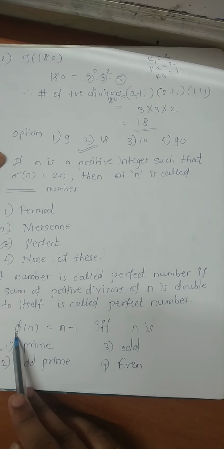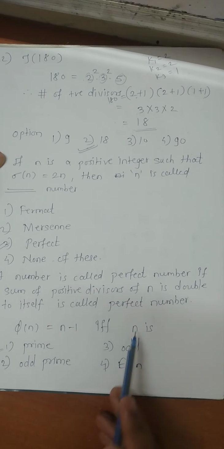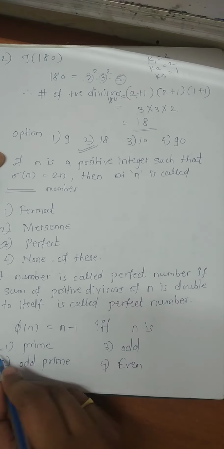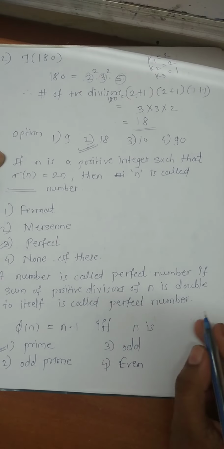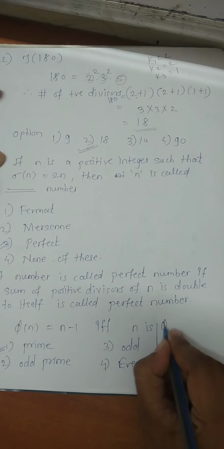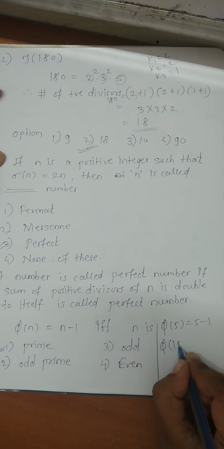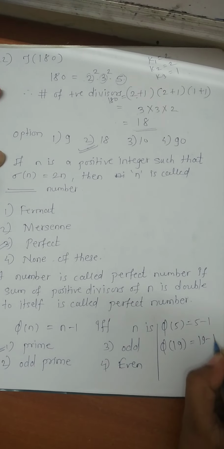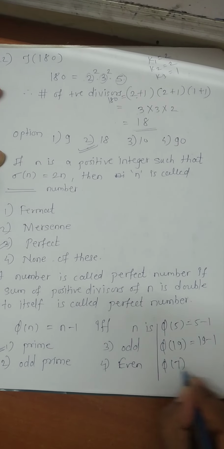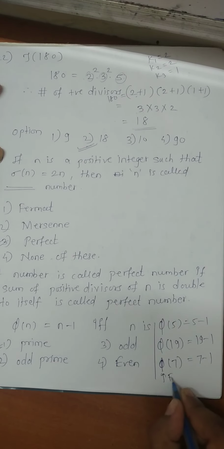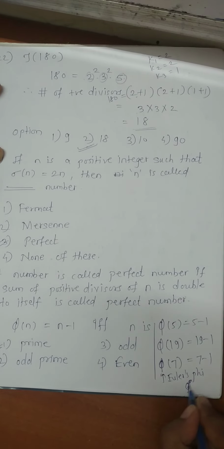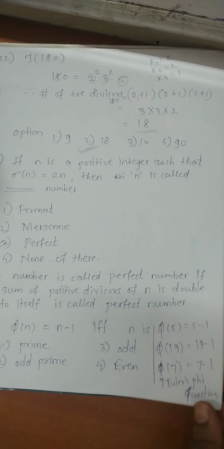Next MCQ, phi of n is equal to n minus 1 if and only if n is prime. What is phi of 5? Phi of 5 is 5 minus 1. What is phi of 19? Phi of 19 is 19 minus 1. All these are prime numbers. What is phi of 7? Phi of 7 is 7 minus 1, where phi is the Euler phi function. We call this Euler's phi function.